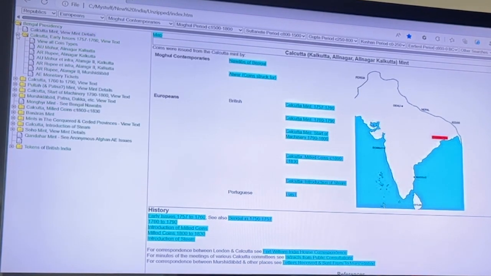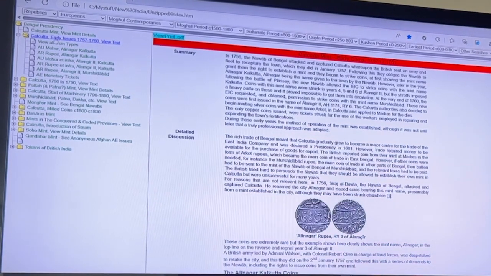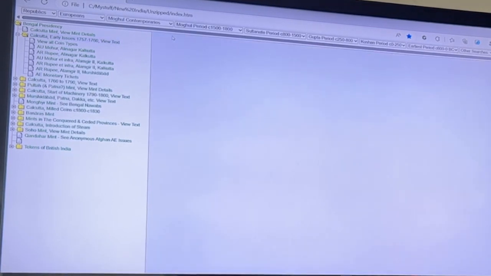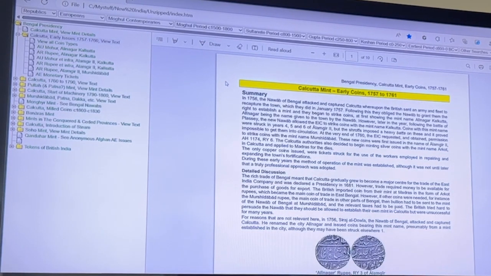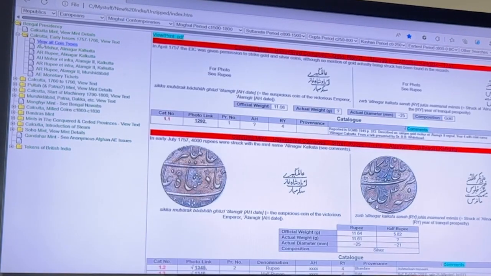Then if we go on to the next thing down, it says Calcutta early issues, view text. If I click on this, it gives you a picture, gives you pages of the text, and this is all the stuff from my book on Bengal. So the whole of the Book of Bengal is in here. If you want it for free, you can have it, and it won't look quite the same, but if you go to print to a PDF, it'll produce a PDF, tell you how many pages there are, 10 pages, and you can print it if you want. If you then go to view all coin types, again, there's the print to PDF, and you can print that, so you could have all the text and all the catalogue, put together in any way you want.